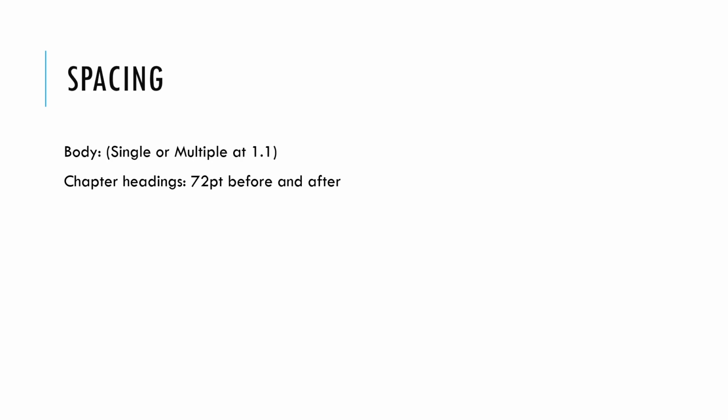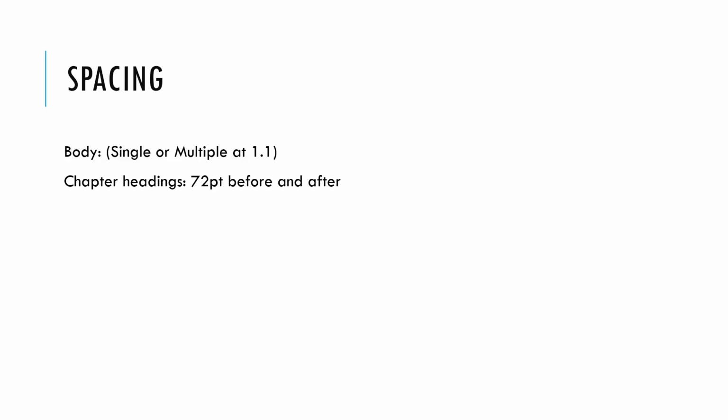So choose our font family. Choose our font size. In the body of the text, we are going to use size 12. For chapter headings, we will have size 20. Spacing in the body, we are going to use single. There's an option there called multiple at 1.1. I have used this consistently over the years with my books. It works well. For chapter headings, I'm going to have 72 points before and after the chapter heading, so that gives us a sense of the chapter heading being aligned midway down the page.